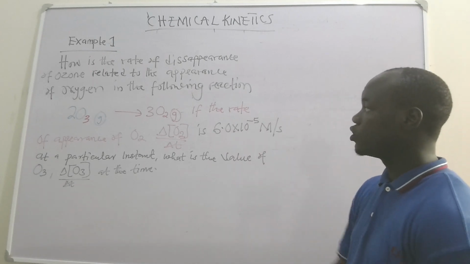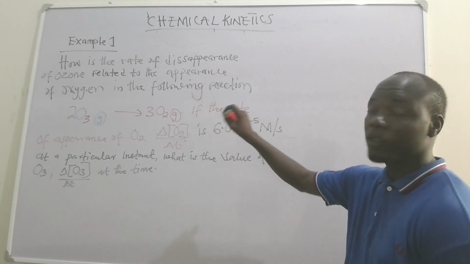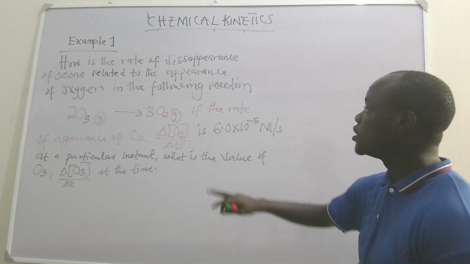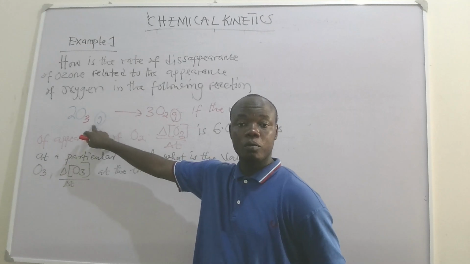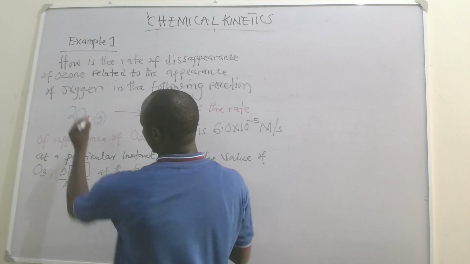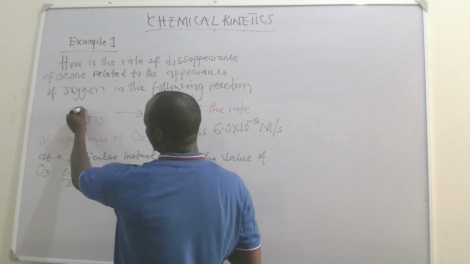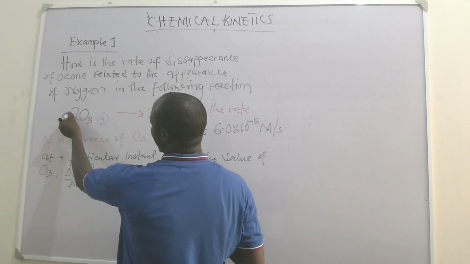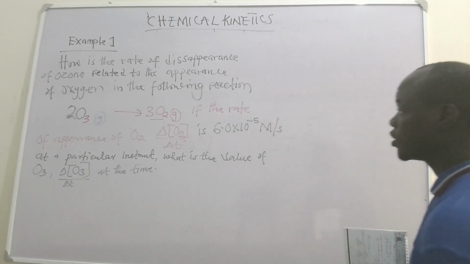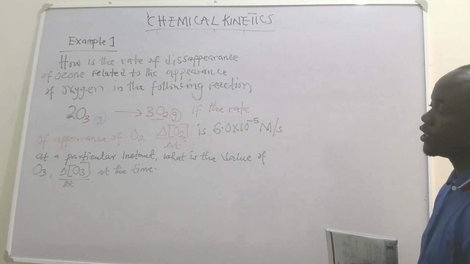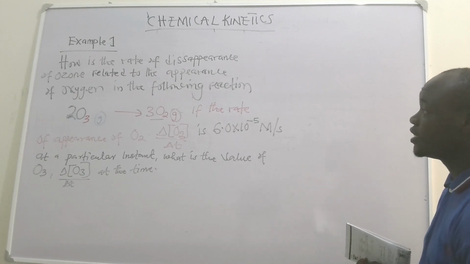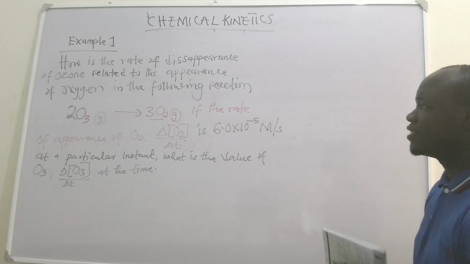What is the rate of disappearance of ozone, or how is the rate of disappearance of ozone related to the appearance of oxygen in the following reaction? We have 2 molecules of ozone gas, which decomposes to give 3 molecules of oxygen. So the question is just trying to show how the rate of disappearance of ozone is related to the appearance of oxygen. I think this is simple.